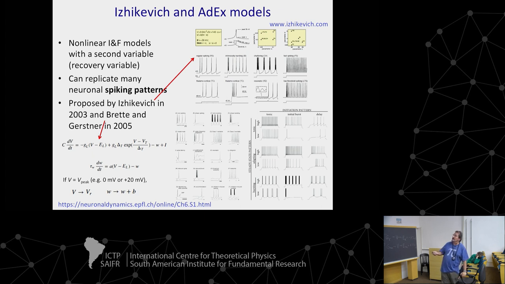Later on, Brette and Gerstner did the same thing using an exponential. So the nonlinearity in that case is just an exponential nonlinearity. And by doing this, they also had the same behavior. They were able to reproduce all kinds of spiking behavior of cortical cells. This is called the adaptive exponential integrate-and-fire model, or AdEx. You have some description on there, here.